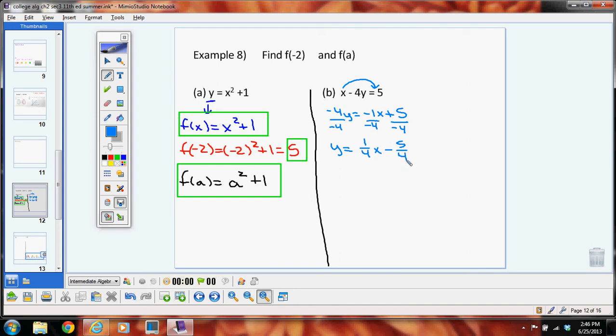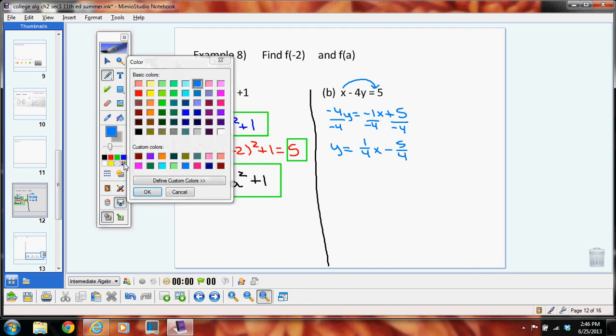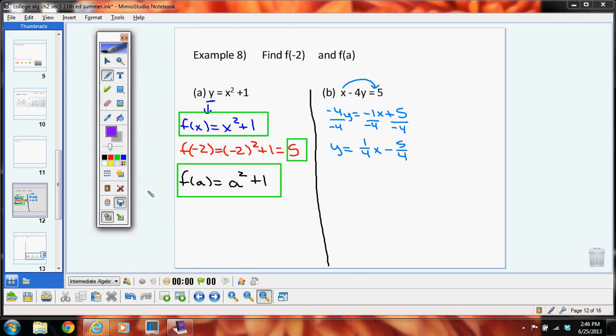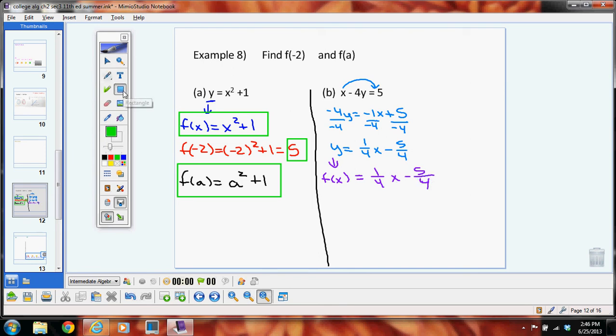Now I'm not in function notation yet. To get in function notation, I have to change that y to an f of x. So I have f of x equals 1/4 x minus 5/4. Now that is considered function notation. So that's part of our answer.